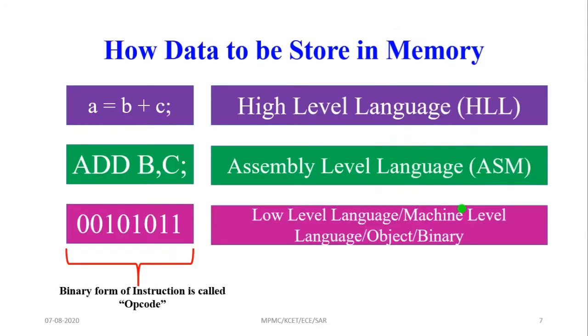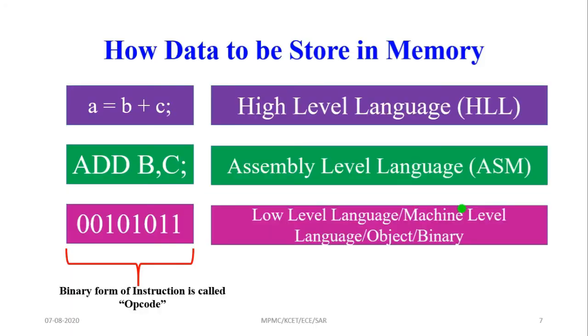Next, we are going to show how data is stored in memory. Everybody is using a high level language: C, C++, Java. For a simple example I will take A equal to B plus C. This is a high level language. If you are adding two numbers, we declare B and C as integers. Now we are going to add B plus C is equal to A.